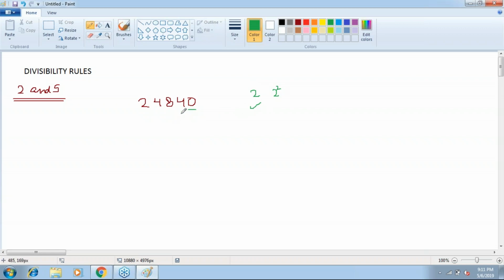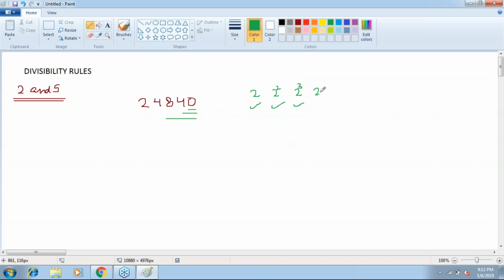So when it is 2 square, you see the last two digits for 2 square. Last two digits make 40. Is 40 divisible by 4? Obviously, yes. So it's divisible by 4 also. What about 8? That is 2 cube. When it's cube, we see the last three digits. Last three digits make a number 840. Is 840 a multiple of 8? Yes, so the number is divisible by 8 also.